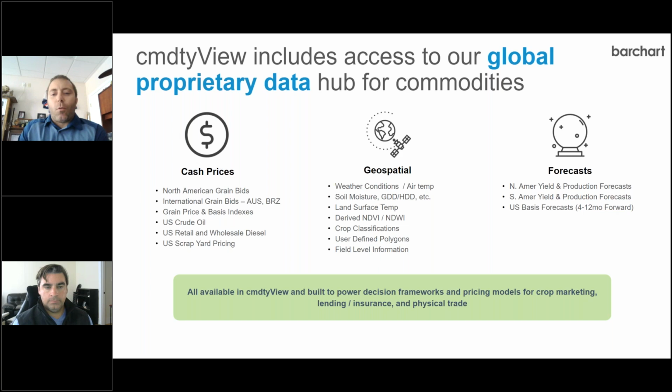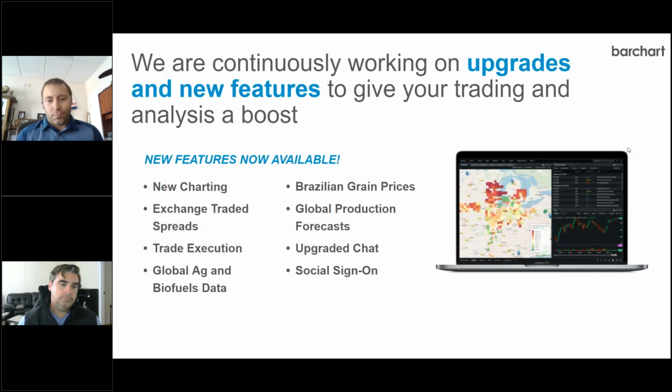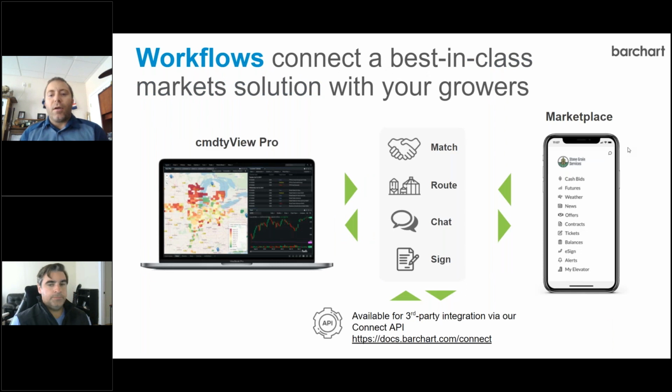As mentioned, our workflows tie together with the Barchart producer app Marketplace, allowing companies and their producers to interact through our products, including Match, Cash Bid and Offer Management System; Route, our producer ERP accounting data, so tickets, contracts, and more; Chat, one-to-one chat with your producers or other people within the Commodity View network; and Sign, the ability to e-sign documents such as grain contracts.